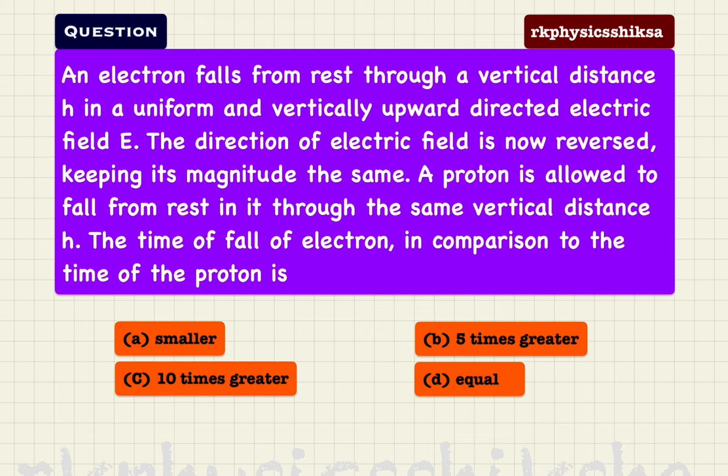Now what they are asking is the time of fall of the electron in comparison to the time of the proton. Is it smaller? Is it 5 times greater? Or is it 10 times greater? Or is it equal? This is the question.